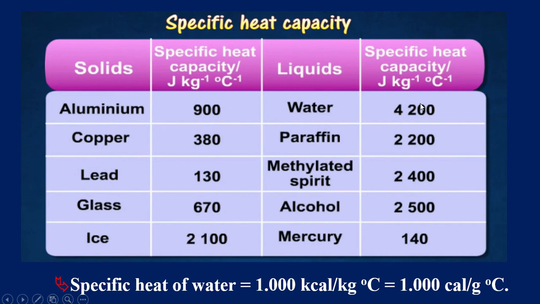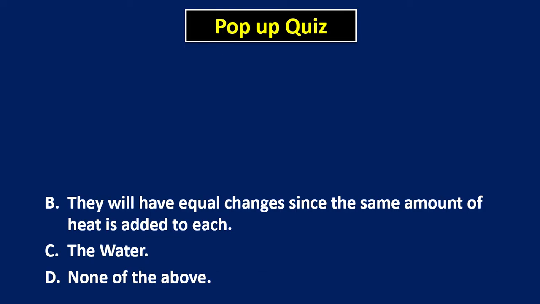This specific heat capacity is equal to 4200 joule per kilogram degree Celsius, also equal to 1 kilocalorie per kilogram degree Celsius, and that is also equal to 1 calorie over gram degree Celsius. Okay, that's the specific heat capacity of water. Water has an average of 1.